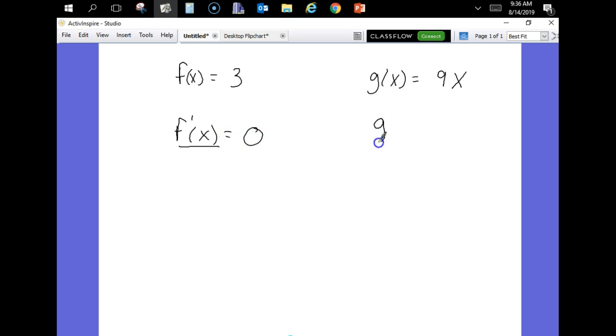This one over here, g prime of x. I'm looking for the derivative again, or the slope at any point along the curve, right? And it's just 9 because the slope of this is constantly 9, no matter where you go.